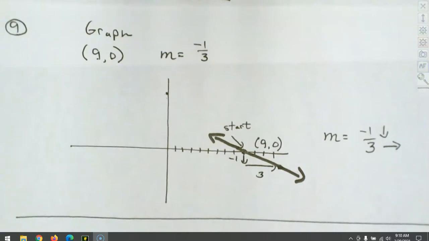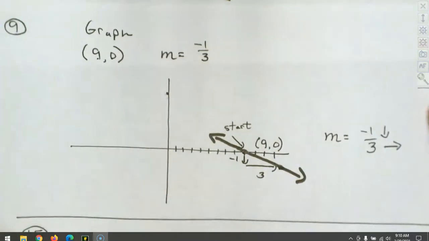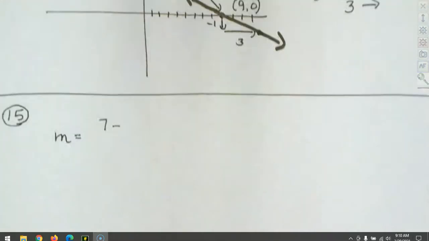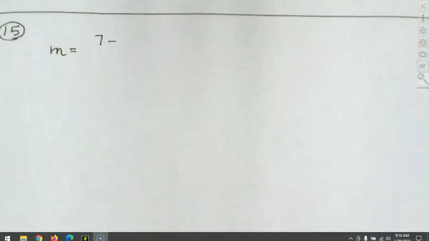And 15, I believe, is the last one to look at here. And 15, we have to be careful about with the double negatives. So for 15, we've got a partially completed slope. And we need to work it out with those double negatives and end up with our slope. So get these organized here, and then we'll look at 15.